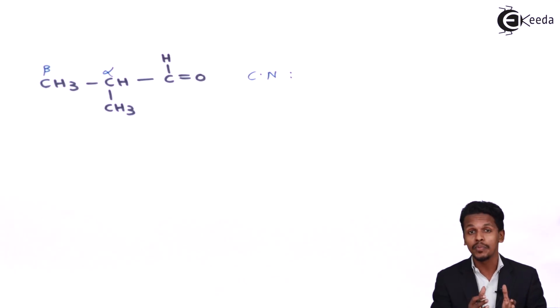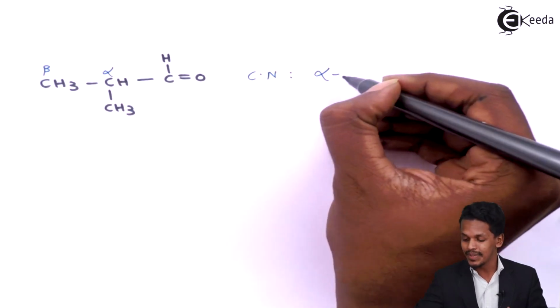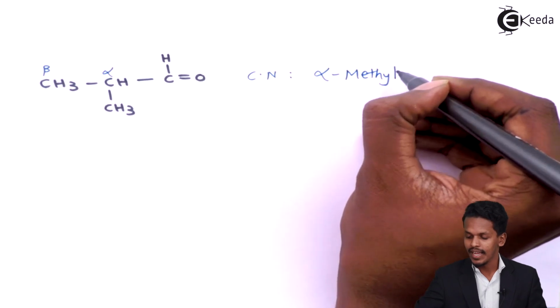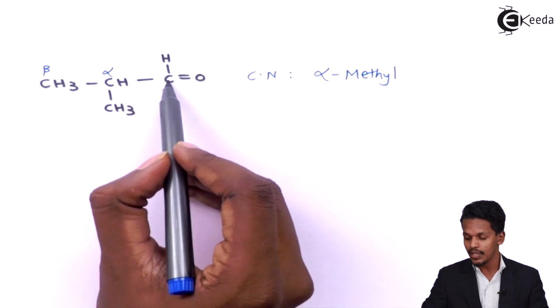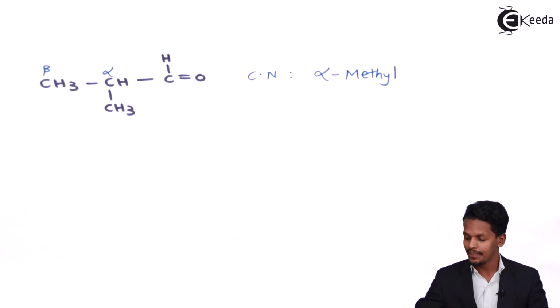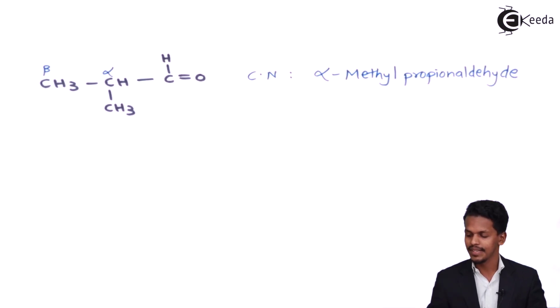But it is also very important to understand how we can give the common name to the organic compound. The name of this is alpha, because at the alpha position we can see that a methyl group has been attached, so therefore alpha methyl, and the total number of carbons in a straight chain or an aliphatic chain is 1, 2, 3. So it could be termed propionaldehyde. This was nothing but a common name, but the main important thing is IUPAC nomenclature.